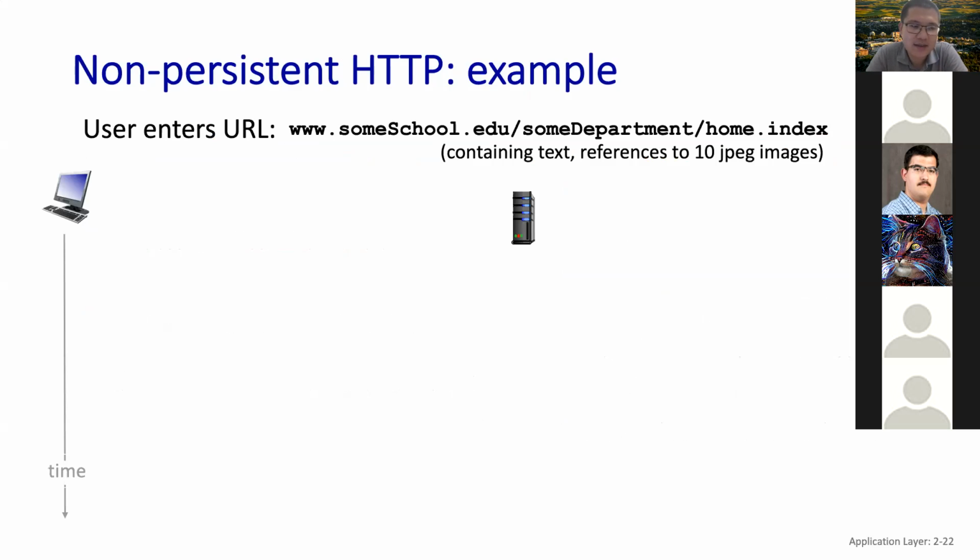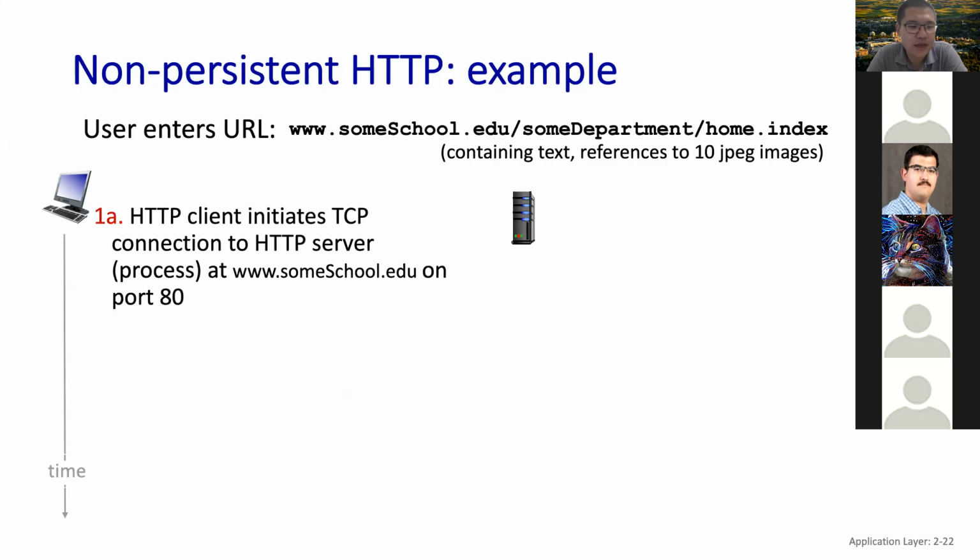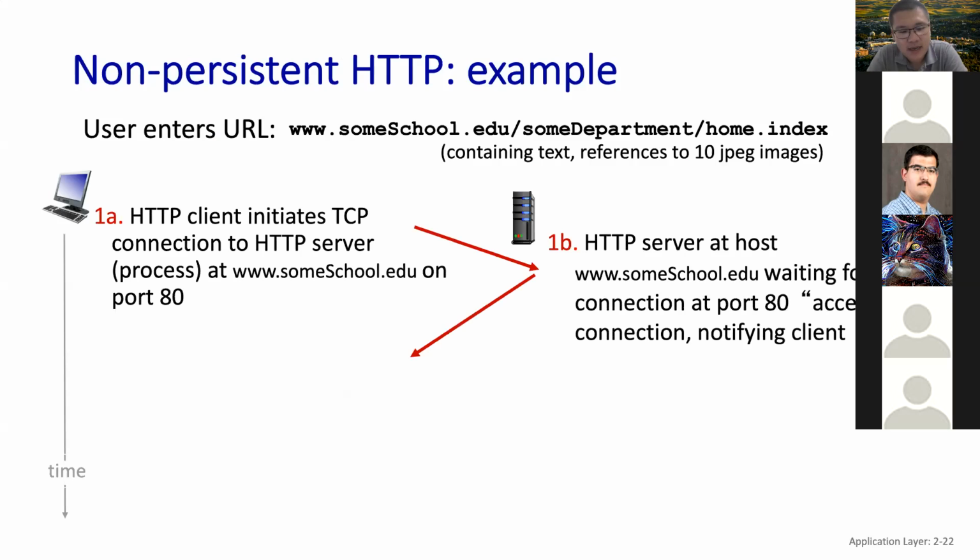Okay, let's first see a non-persistent HTTP example. The user enters a URL, some school web page, like www.wsu.edu or slash some website, or the School of ECS. Then the HTTP client initiates TCP to the HTTP server that the university has, and the server accepts this connection, notifying the client: I accept your connection. We have already established the connection.